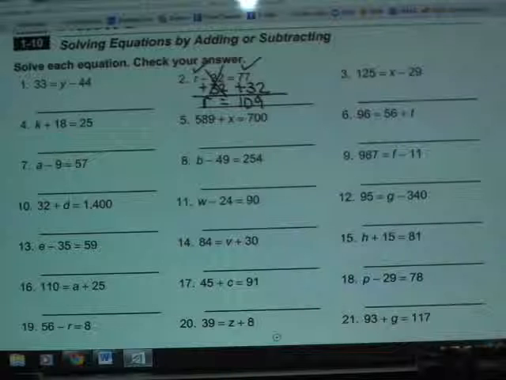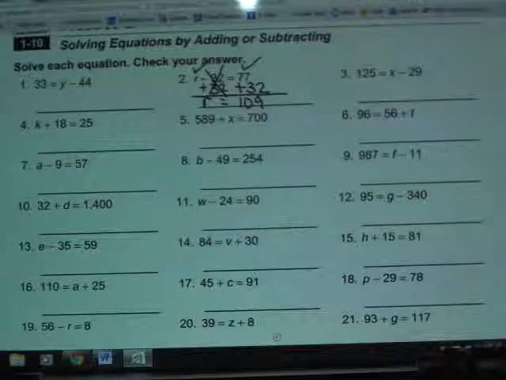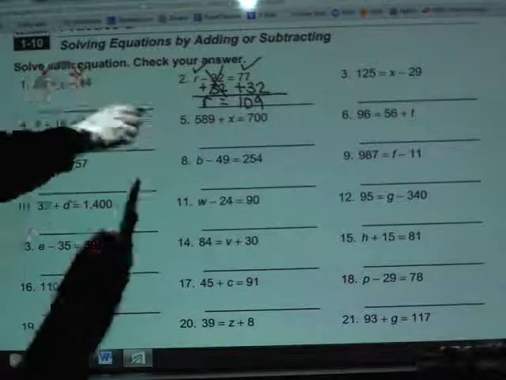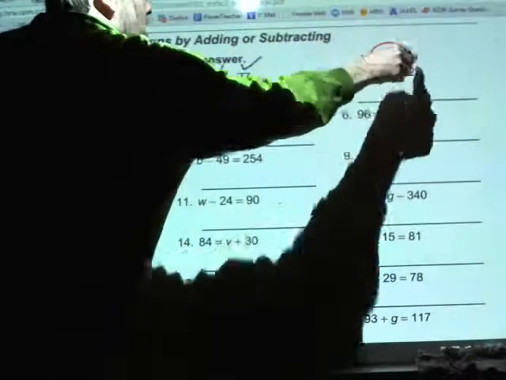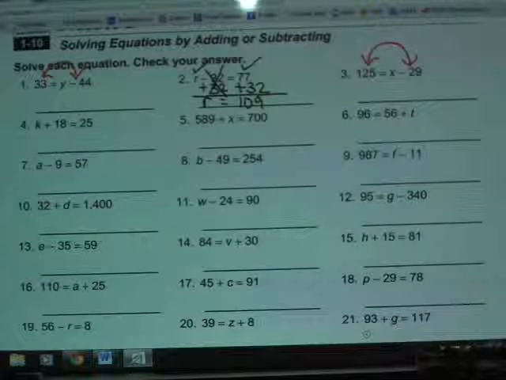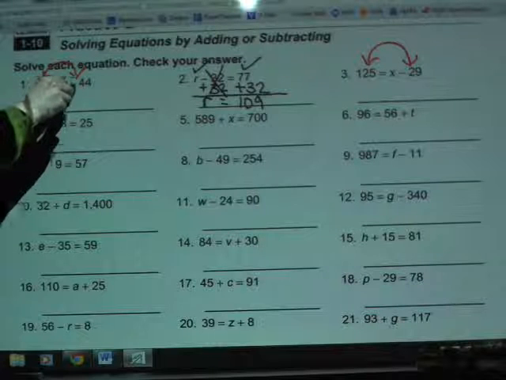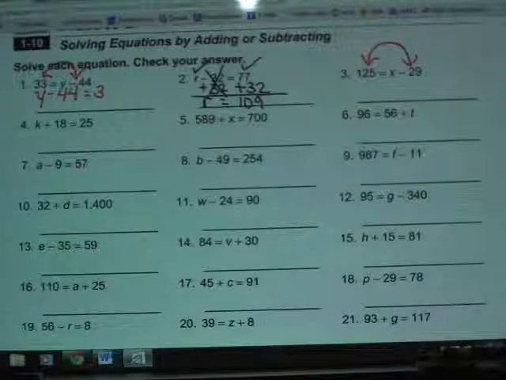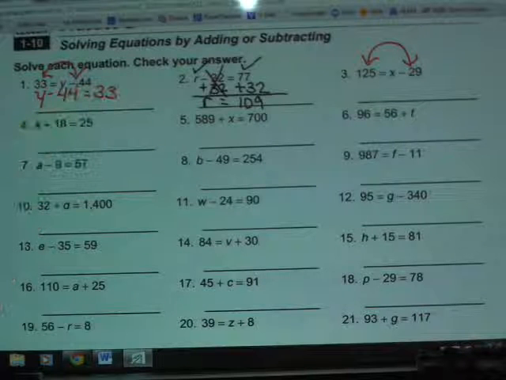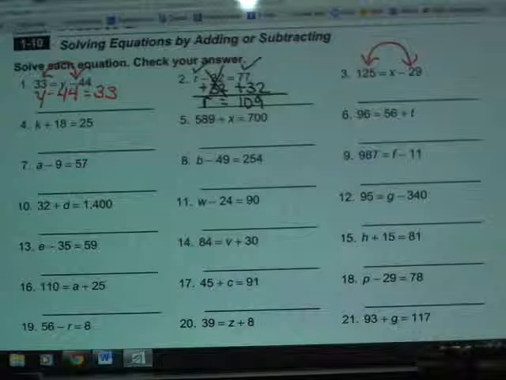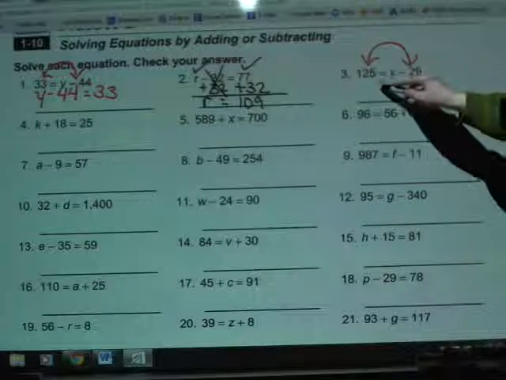Now, if we go and look at 1 and 3 there, 1 and 3 are both written wrong. How do I know that? Well, the variable in both of those is on the right side of the equal sign, but the variable is supposed to be on the left side of the equal sign. So a good place to start in 1 and 3 is I'm going to go ahead and invert the left and the right side so the variable ends up on the left. So that means number 1 is going to get rewritten as y minus 44 equals 33. And number 3 is going to get rewritten as x minus 29 equals 125.